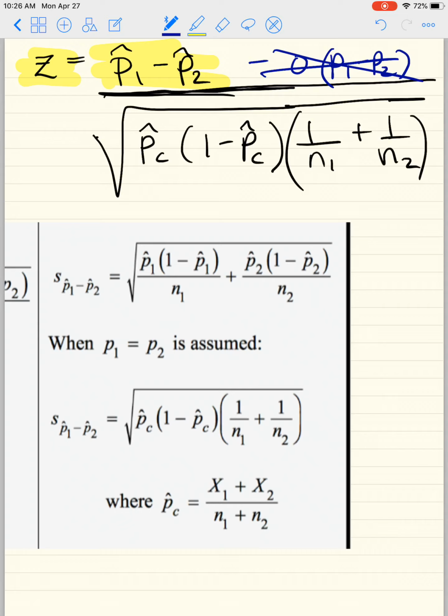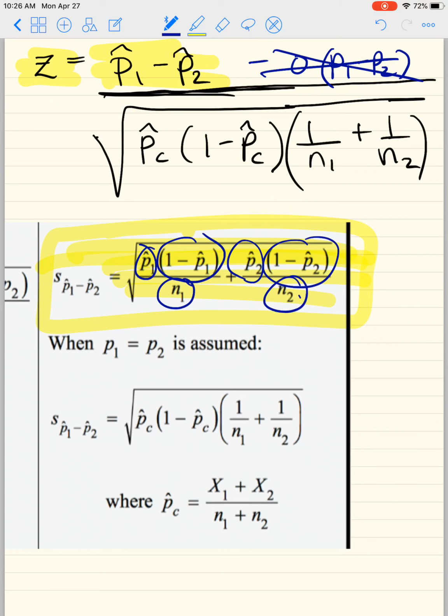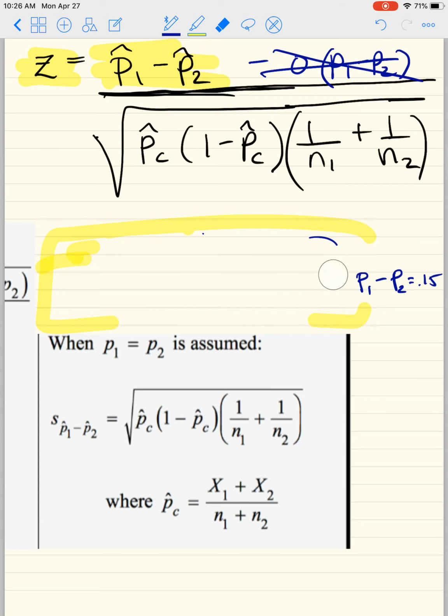The bottom part, we typically use this, where this is P, this is Q for sample 1, and this is P and this is Q for sample 2. You're only supposed to use this if the difference in the proportions is not equal to 0. So if you said, hey, we think the difference in the proportions is 15%, then we should use this.